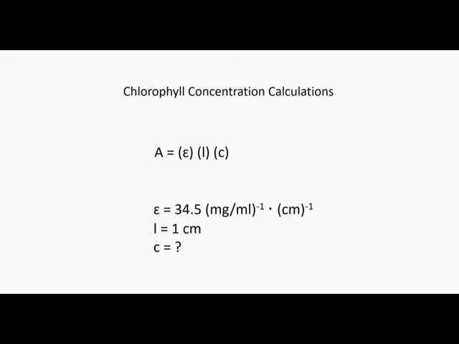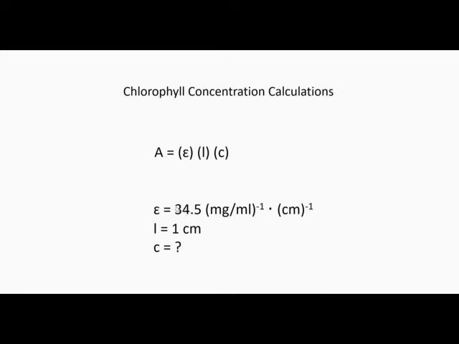So I asked you to calculate the concentration of chlorophyll in our chloroplast suspension, and then I also asked you to calculate how much we needed to dilute that suspension to get it to 0.01 milligrams per milliliter. Quick refresher here. Up top we see Beer's law. Absorbance is equal to the extinction coefficient times the path length of light times the concentration.